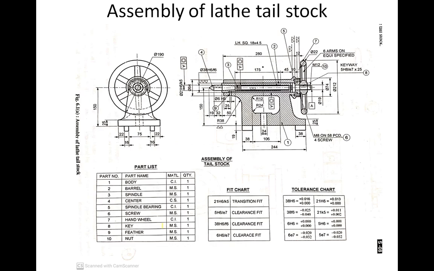So in exam the question is given, that the assembly of lathe tailstock is given to you and you have to draw the details of lathe tailstock. So this is the question, that in the question the assembly of lathe tailstock is given. So in the assembly you have to first of all read and understand the assembly drawing.